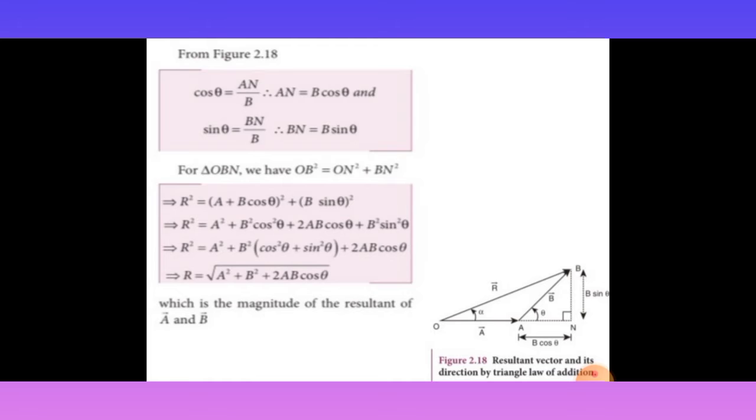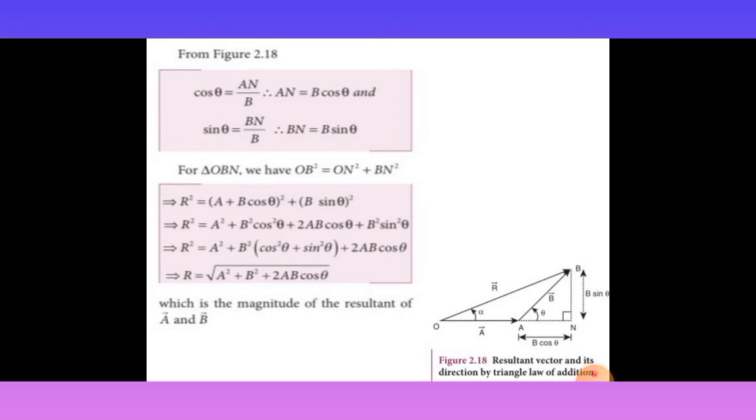So we can get the value of BN. BN is equal to b sin theta. For the triangle OBN, we can apply the Pythagoras theorem. So OB square is equal to ON square plus BN square. So what is the meaning of OB? OB is R. So R square is equal to the ON value.